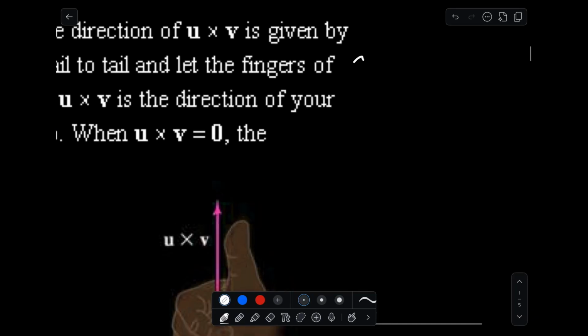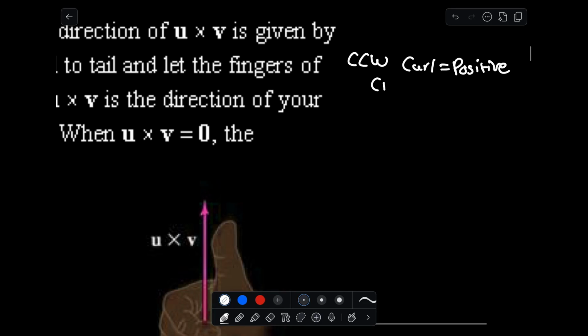So a counterclockwise curl equals positive cross product, and a clockwise curl equals a negative cross product.